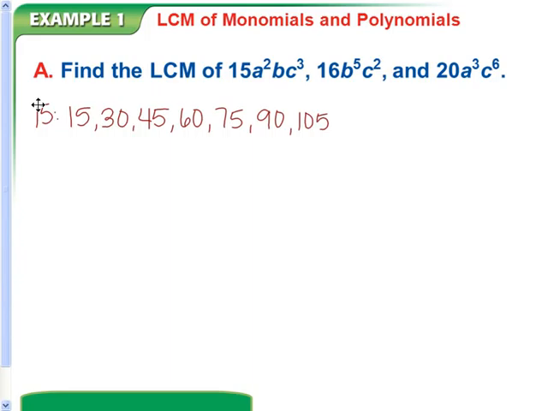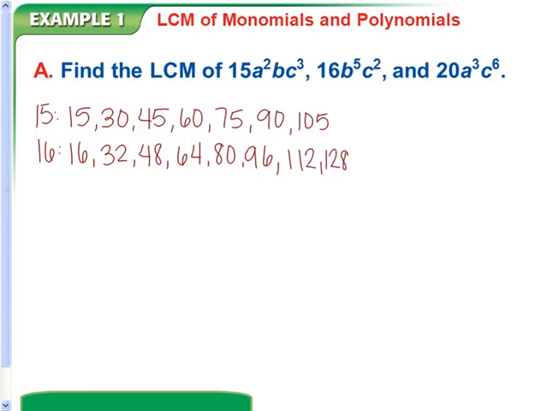Then we need to do the same thing for 16. So we'd have 16, 32, 48, 64, 80, 96. Well, right away I can see we don't have anything in common yet, so I need to keep going with this list. 112, 128, 144, 160. Well, that's my first one that I might have hope.